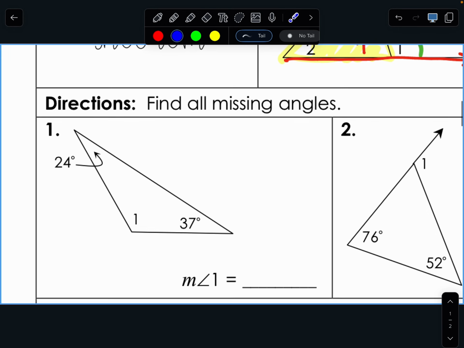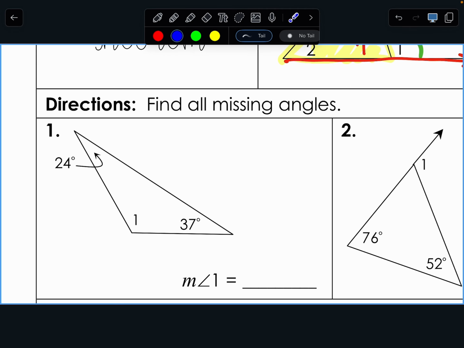So let's look at number 1. Those are just the angles inside of a triangle. This number represents an angle that I don't know. When it has an M in front of it, this means the measure of angle 1. So anytime you see an M and then angle, that's all it means, the measure. So it's just asking you for the numeric value for that angle.